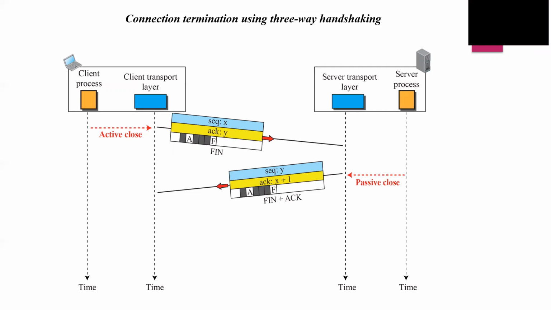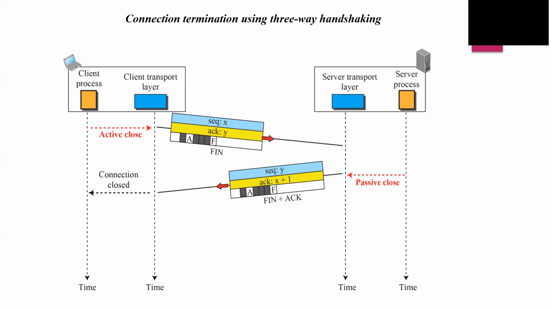What is the meaning of that acknowledgement? The client's message sequence number is X, so the acknowledgement is X plus 1: okay, you can close your connection, and I expect the acknowledgement. So FIN plus acknowledgement. FIN means the server is also going to close its connection. At the same time, based on the client message, the server gives the reply, that is the acknowledgement. So the server's own segment along with the acknowledgement are combined together and forwarded to the client. After receiving that message from the server, the connection will be terminated.